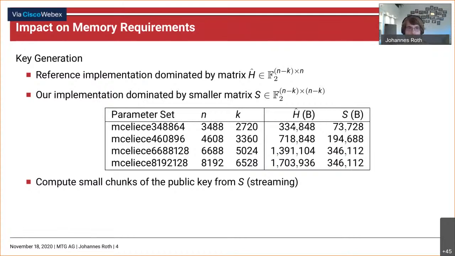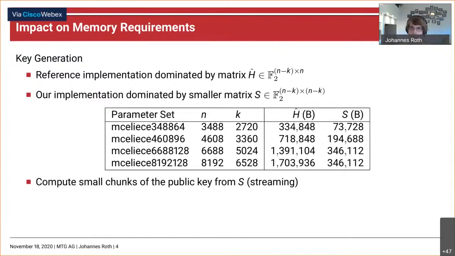Now I have to skip to the results. For the key generation, for the reference implementation, the memory requirements are dominated by the matrix H hat, which is a bit bigger than the public key itself. Instead, in our implementation, we have a smaller matrix, which only has n-k columns instead of n columns. In the table, we can see the difference. This is only comparing the size of those matrices, but this is the largest part of the memory that is required. For example, for the smallest parameter set, we have around 335,000 bytes for the reference implementation, and we can do with around 74,000 bytes. So that this fits in our device, the shown Nucleo board at the beginning.